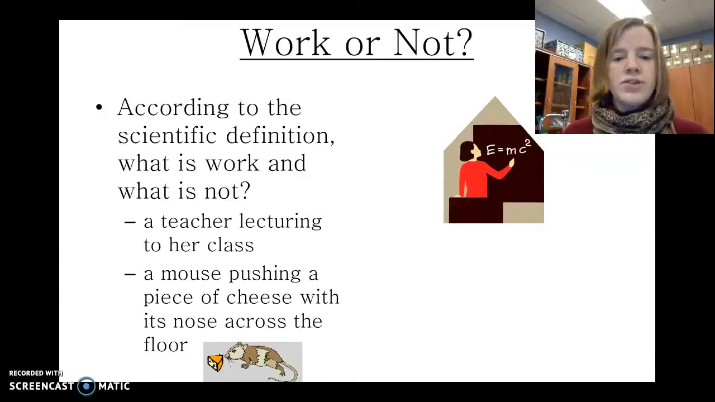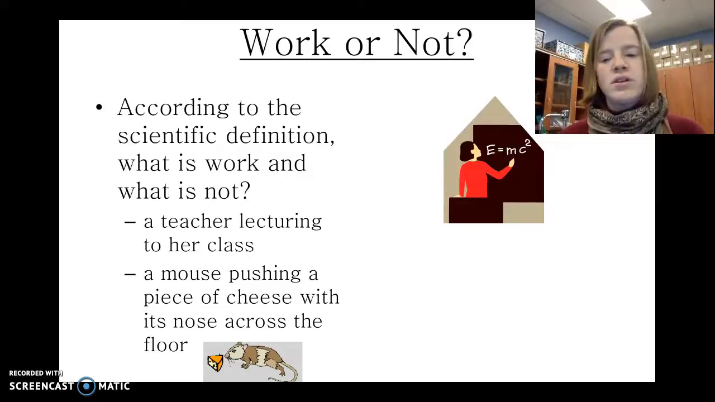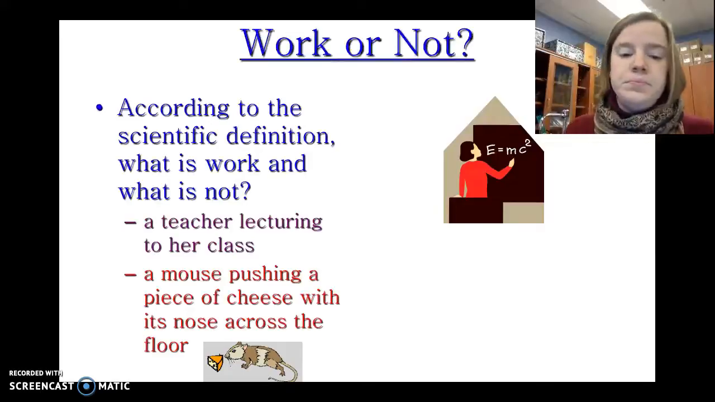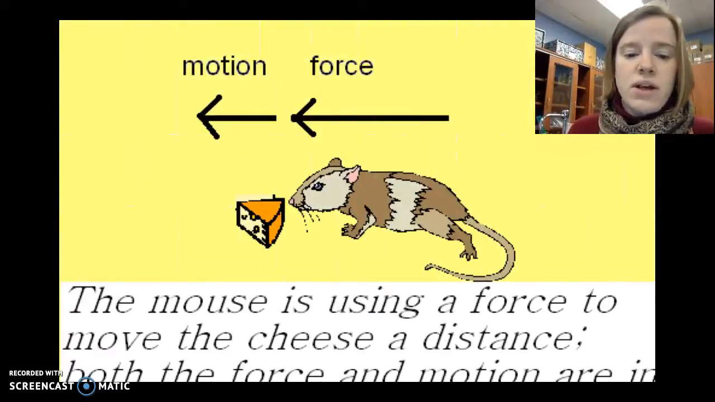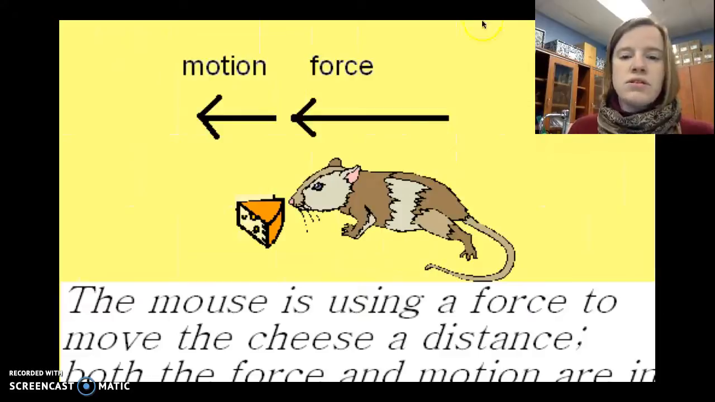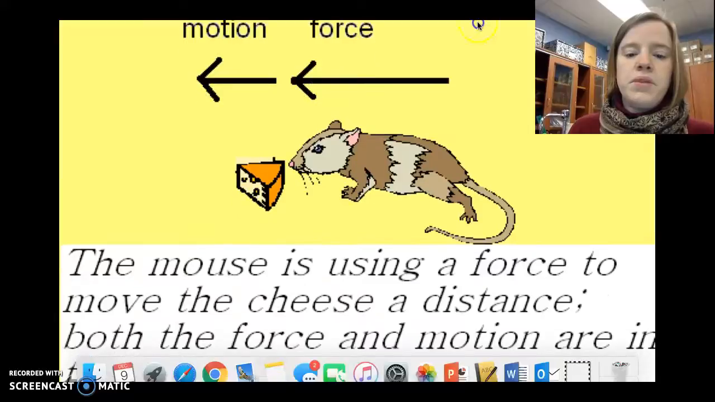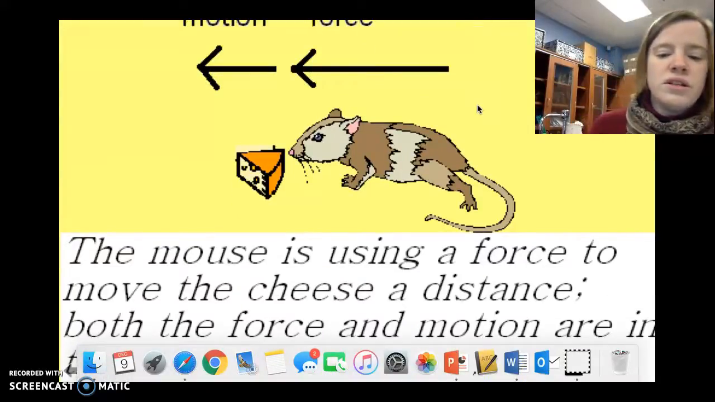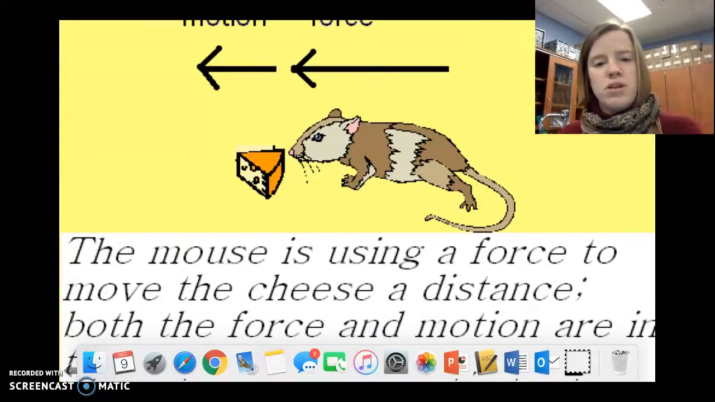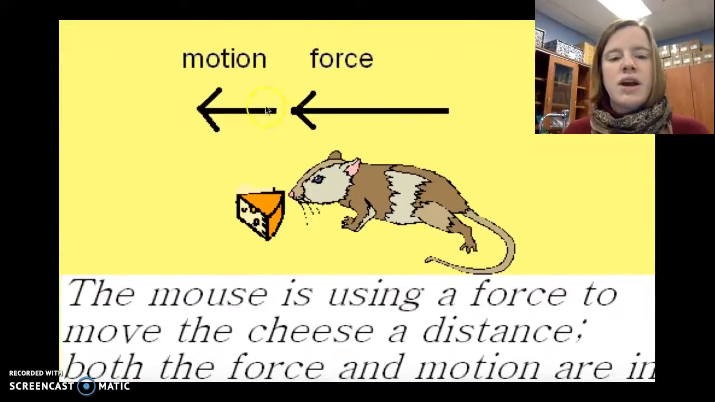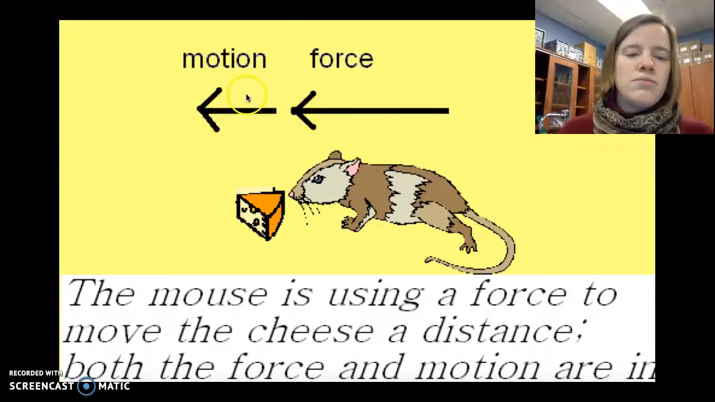A teacher lecturing her class, is that work? Or a mouse pushing a cheese across the floor with its nose? If you said the mouse, you're right. So the mouse is using a force. Let me move the screen down so you can see this whole thing. The mouse is using a force to move the cheese a distance, and both the force and the motion are in the same direction. So again, here are our arrows that we've seen before, and we're going to talk about more next week. The arrows are both pointing in the same direction. The motion and the force are in the same direction.